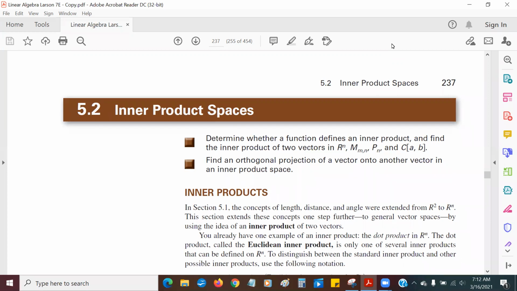We're going to go not just to Rn, but to general vector spaces. And we're doing this by using the idea of an inner product of 2 vectors. So we're taking these concepts of length, distance, angle, all kind of stuff, and extending it not just to Rn, which was abstract enough. We did that last section. We're going to extend it to general vector spaces. Now, what is this scary inner product? Well, first of all, we've already seen an example of inner product, and that's the dot product.